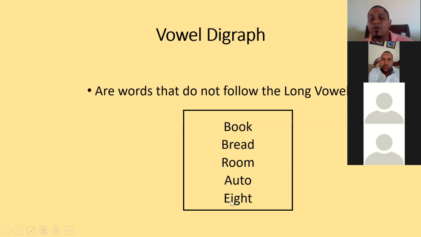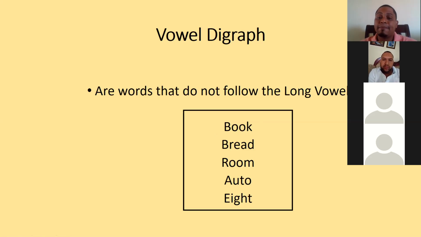And look at this one also. If you apply the rule, you will say "eat," and you're going to get a huge confusion between eating, to eat, and the number eight, which is not "eat," it is 8. So that's right. This is what we call vowel digraph. Vowel digraph is a word that doesn't follow the long vowel rule number 1.